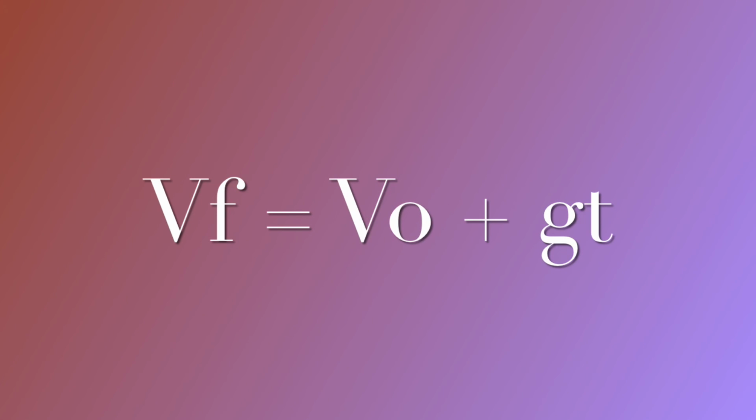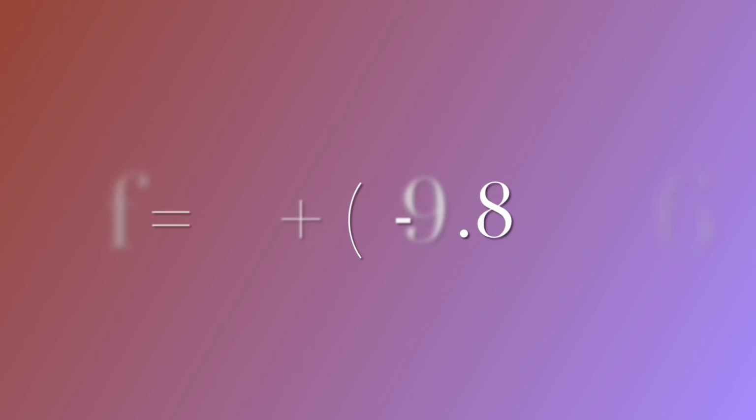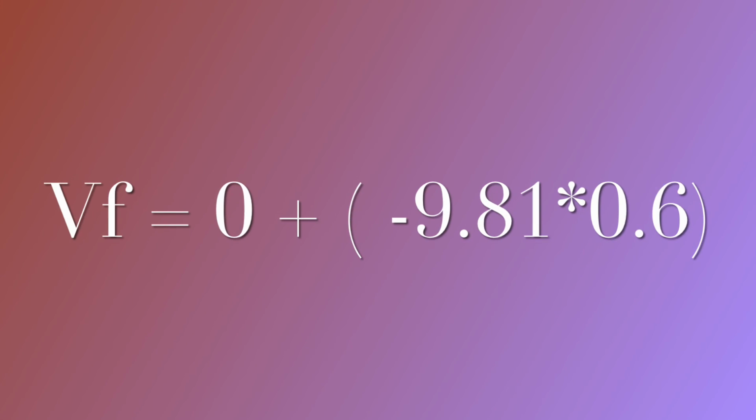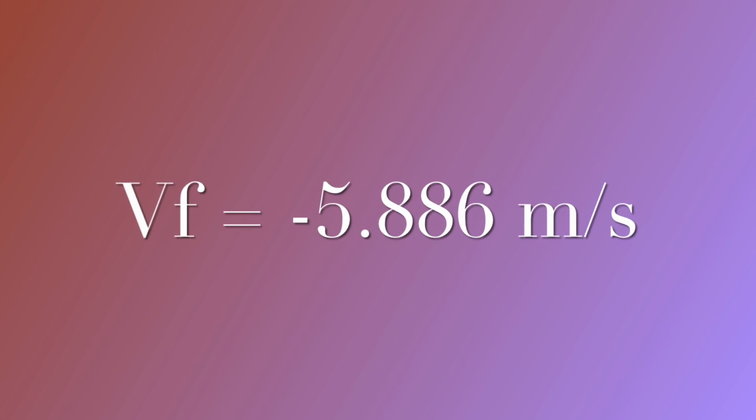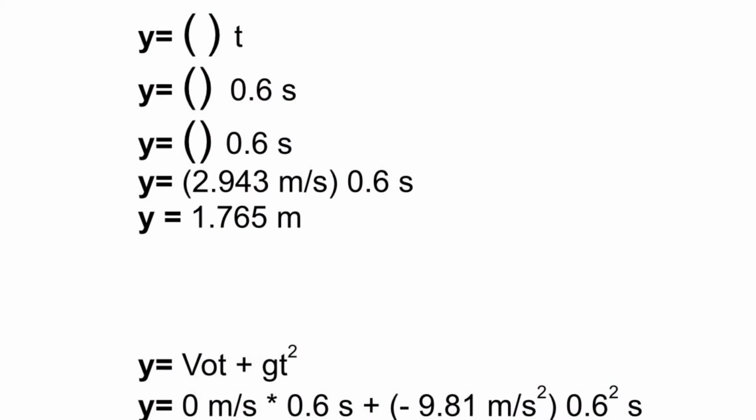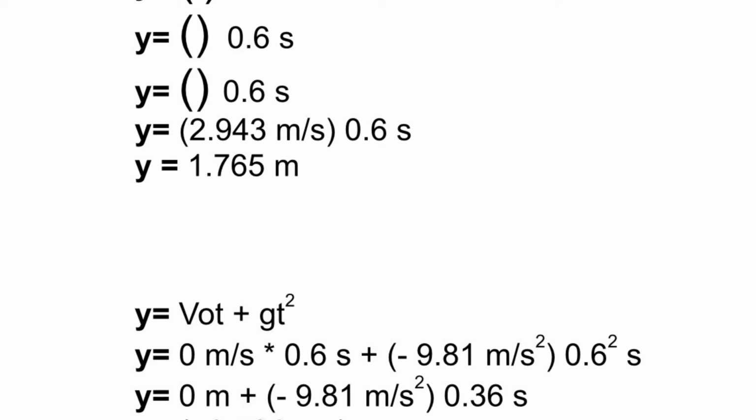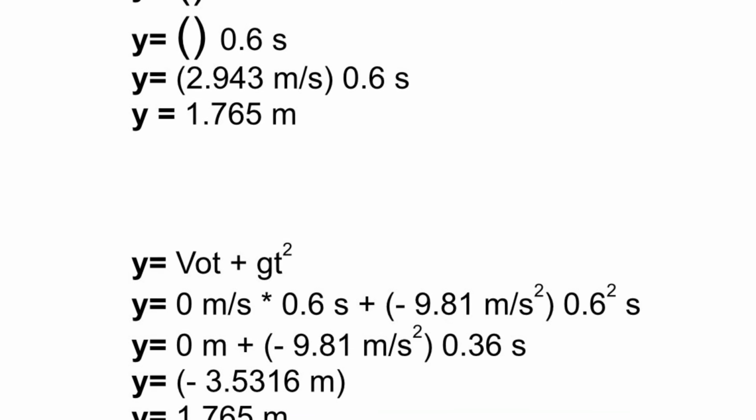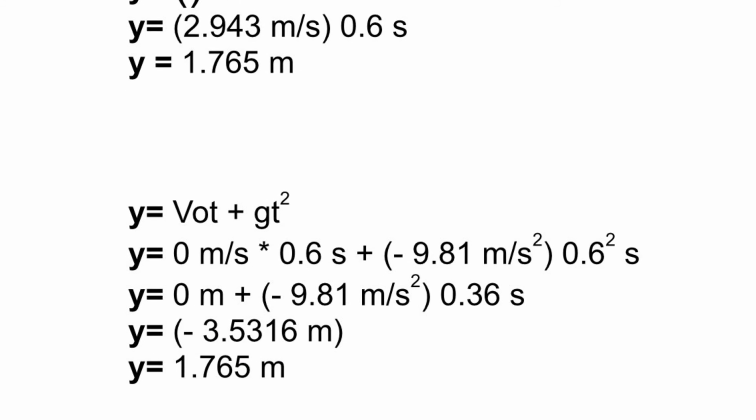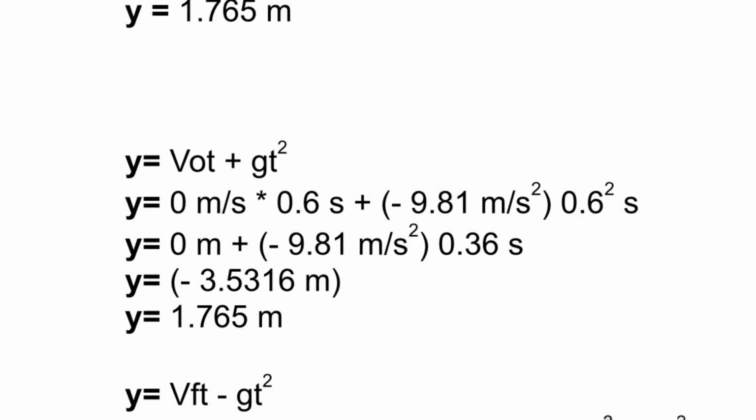Final velocity is equal to initial velocity plus gravity times time. And when substituting these values, we have that final velocity is equal to 0 plus minus 9.81 times 0.6. And as a result, we have minus 5.886 meters per second. And to check this result, we also tried with the other equations to make sure it was correct.